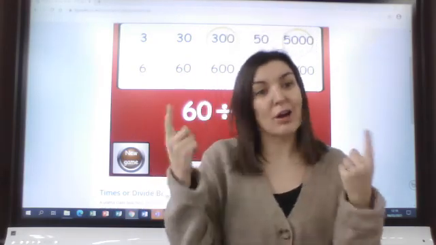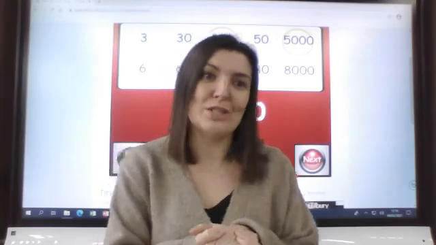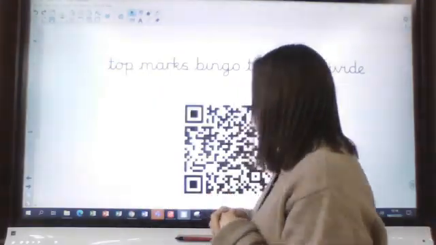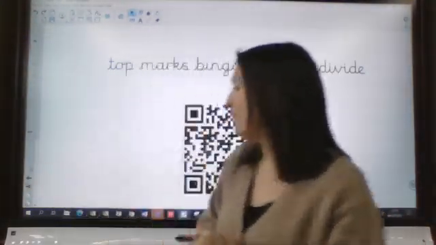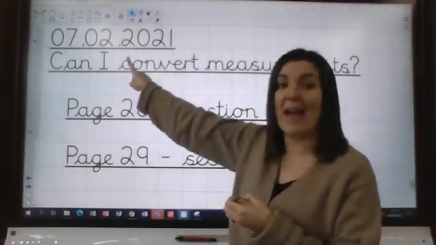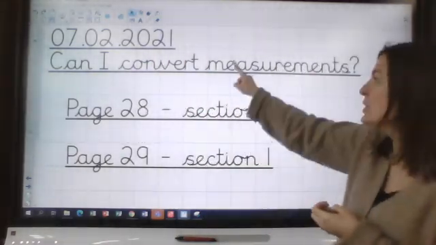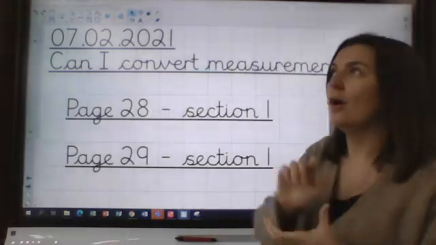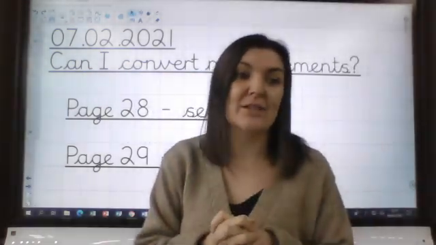Right, so you should have got your brain nicely warmed up on this Monday morning now. So we are going to move on to today's learning. So today's learning is, can I convert measurements? So you're going to be doing some converting, all using multiplying and dividing.